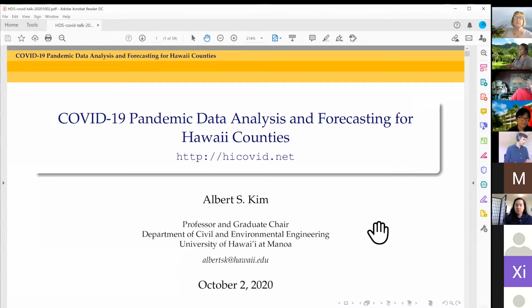Dr. Kim is a professor of civil and environmental engineering at Mānoa with areas of research that include environmental soft matter physics, theory and simulation, computational environmental engineering, membrane separation processes, and the hydrodynamics of colloids and nanoparticles.